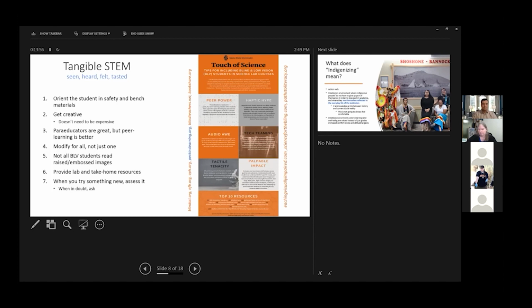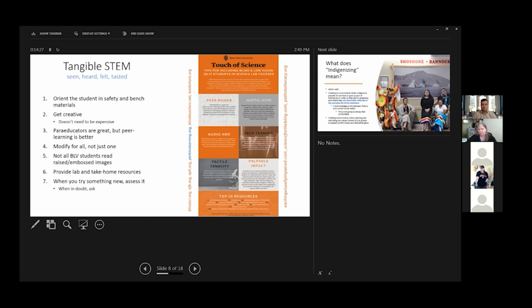Para-educators and student help are really great, but I found that it's way better to involve all students together. They should be working together in a lab group, and it shouldn't matter if they're sighted or not. They learn better from each other than just using an outside para-educator. Designing things that work for sighted and non-sighted students works best, and it helped the student feel like they belonged in that class and could make friends there. So, modifying for all and not just one.